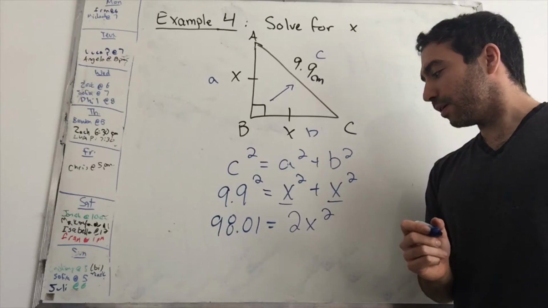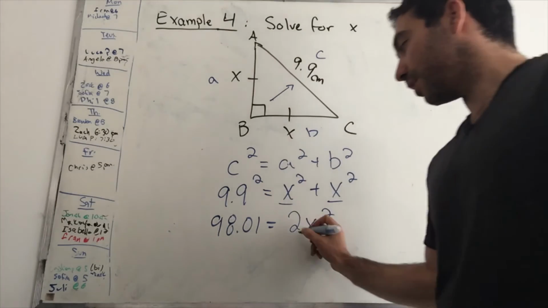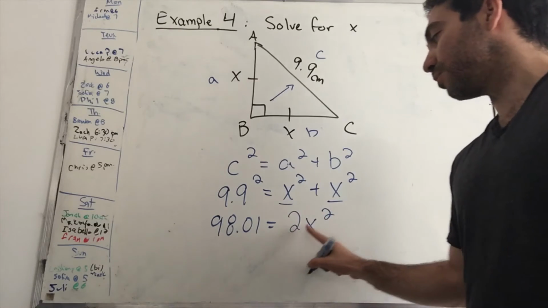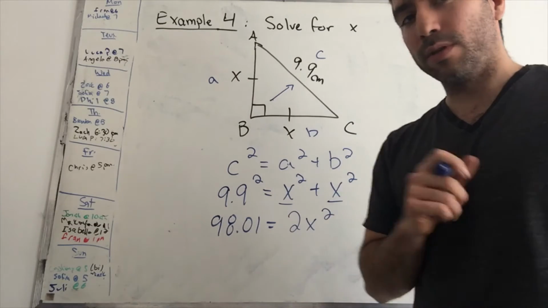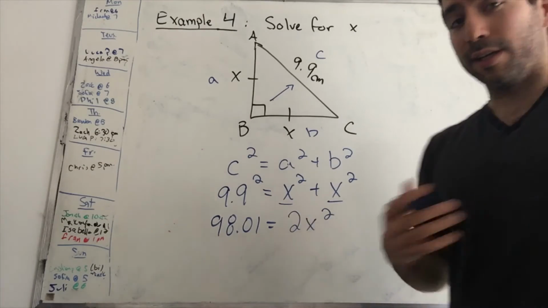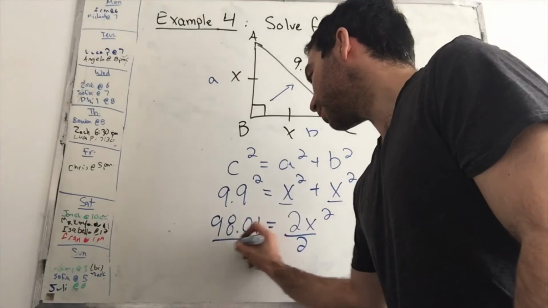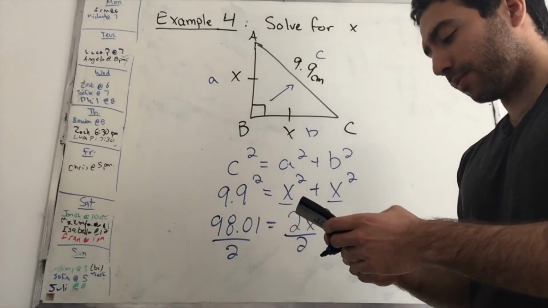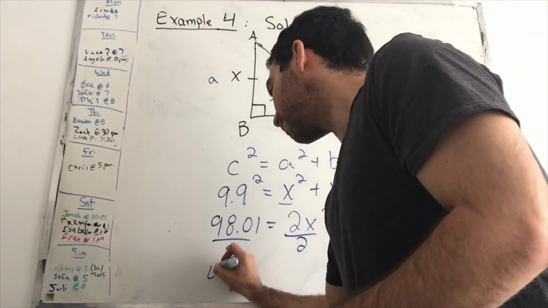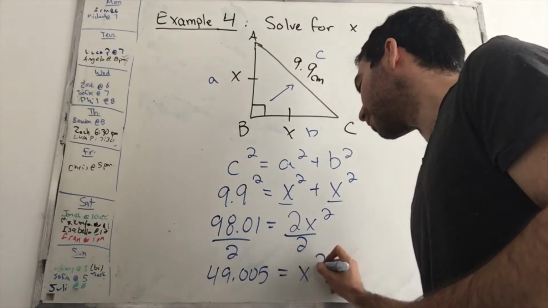Okay, that's okay. How do we solve for x now? So the first thing we have to do is get rid of the 2. The 2 is multiplying the x squared. So what do we do? Inverse operation. What's the opposite or the inverse operation of multiplication? In our case, it's division. So we divide by 2 on both sides. So 98.01 divided by 2, we get about 49.005, and that's equal to x squared.